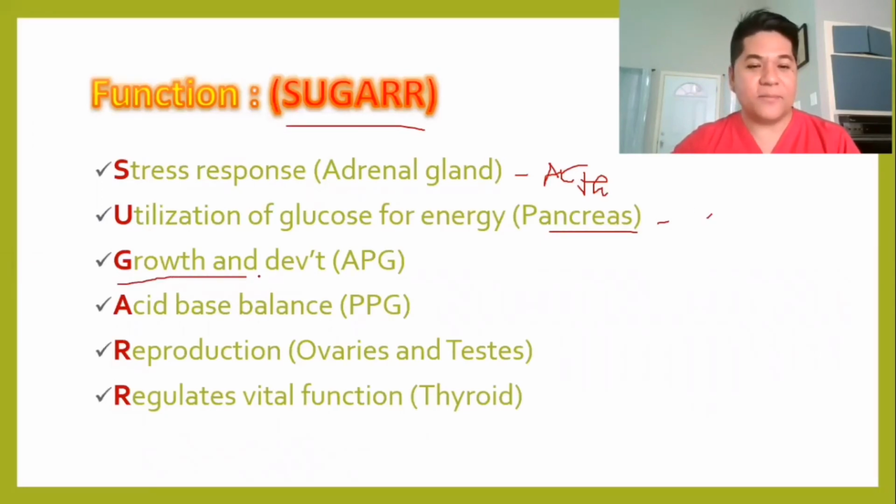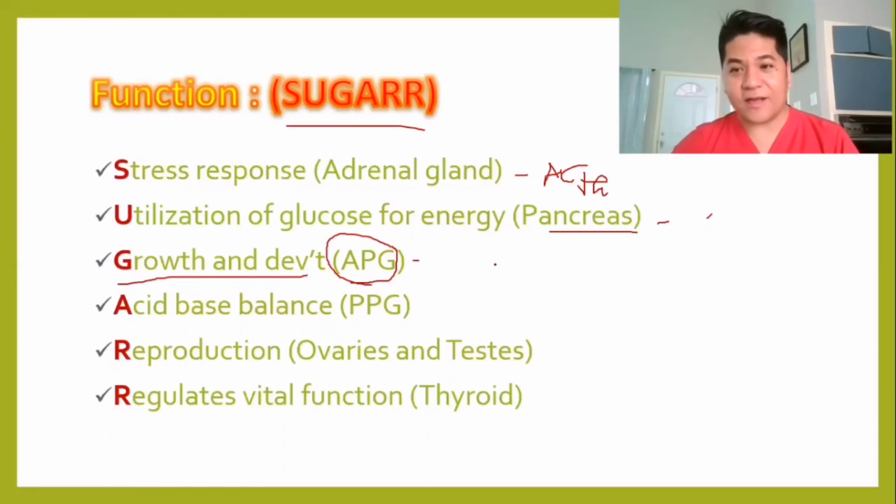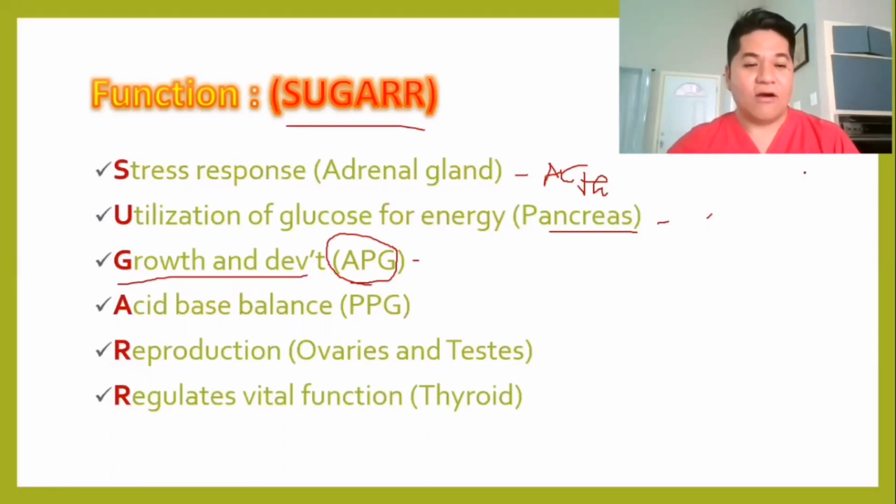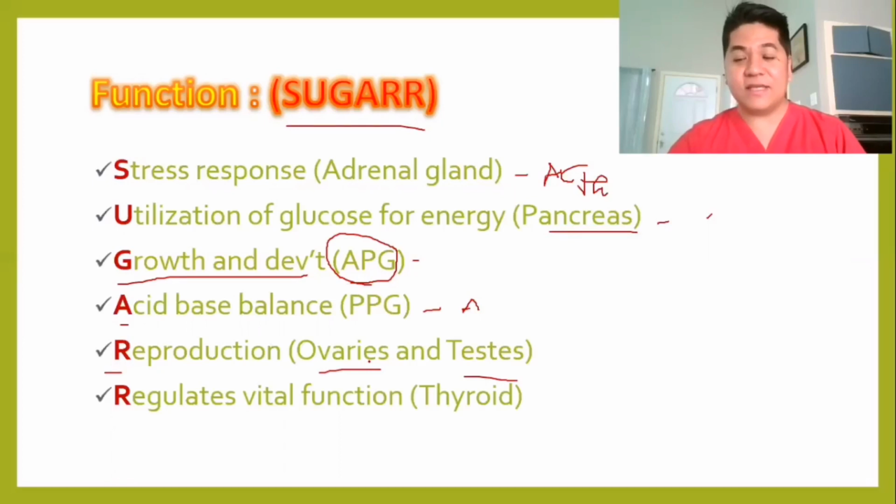Then growth and development: your anterior pituitary gland is responsible for that, specifically the growth hormone that targets bones and muscle development and everything. Okay, then A stands for the acid-base balance by your posterior pituitary gland, which secretes your antidiuretic hormone or the vasopressin. Okay, and R stands for reproduction, which is for your ovaries and testes, where ovaries produce the egg cell and the testes produce the sperm cell.